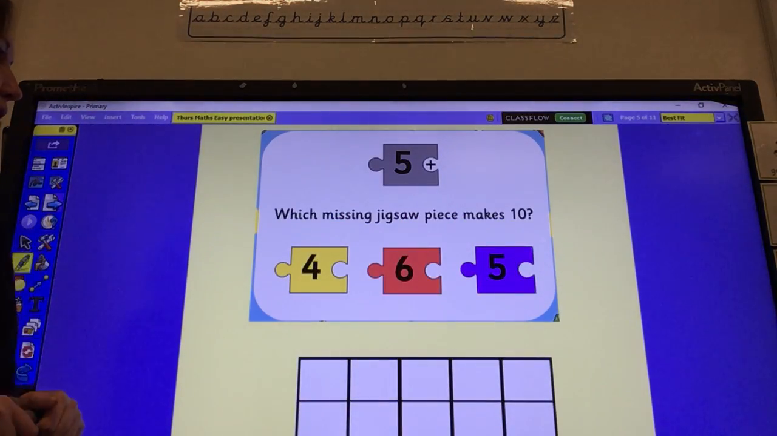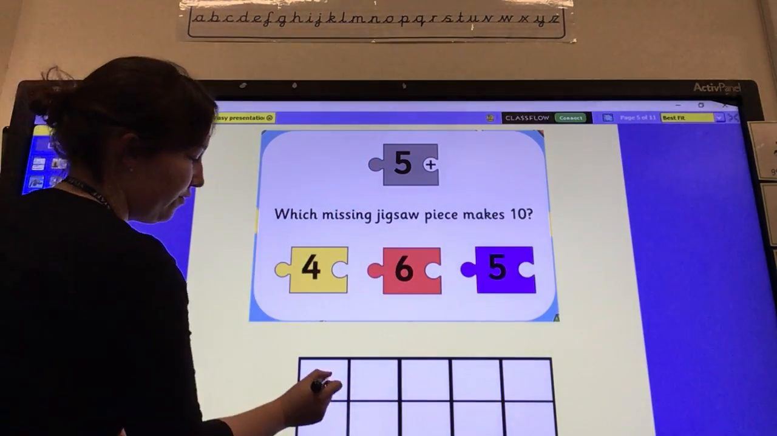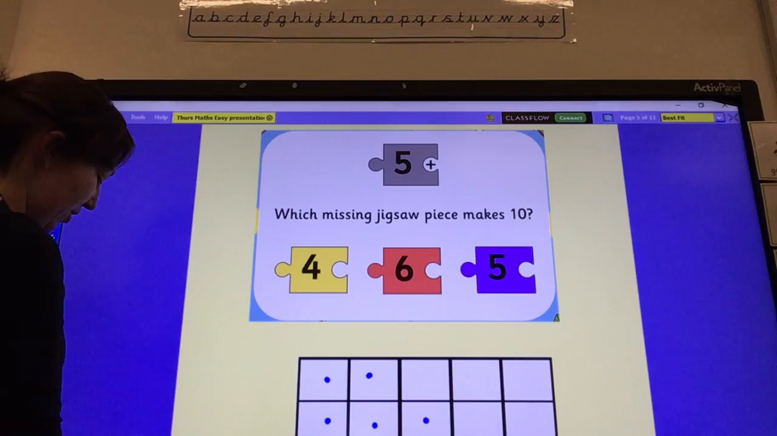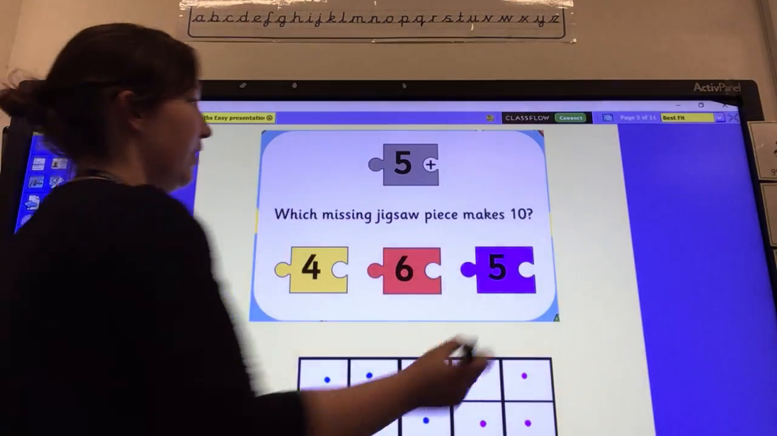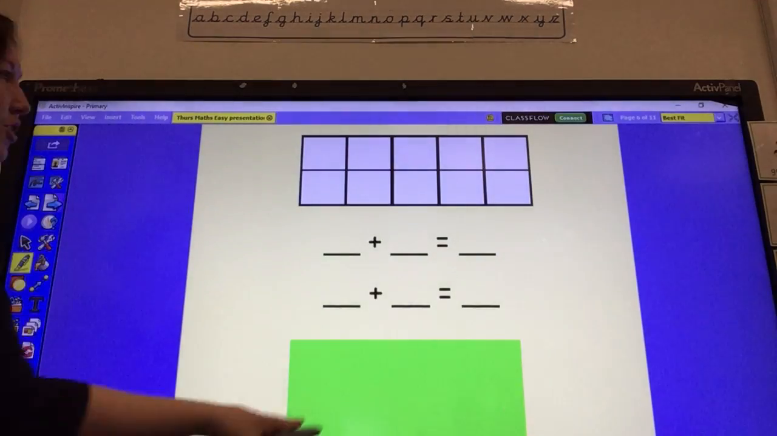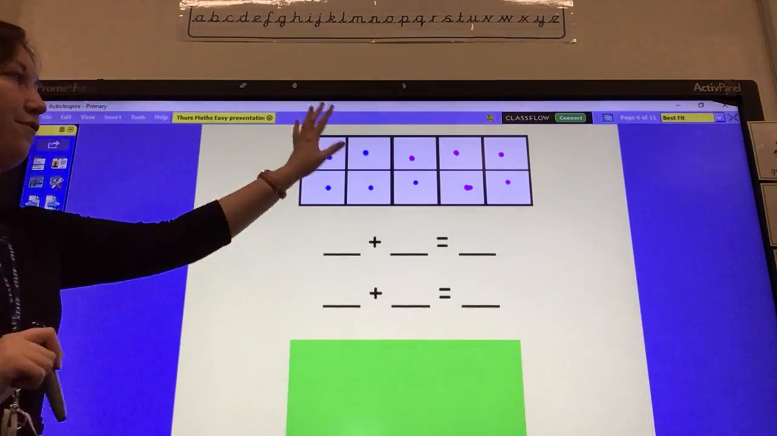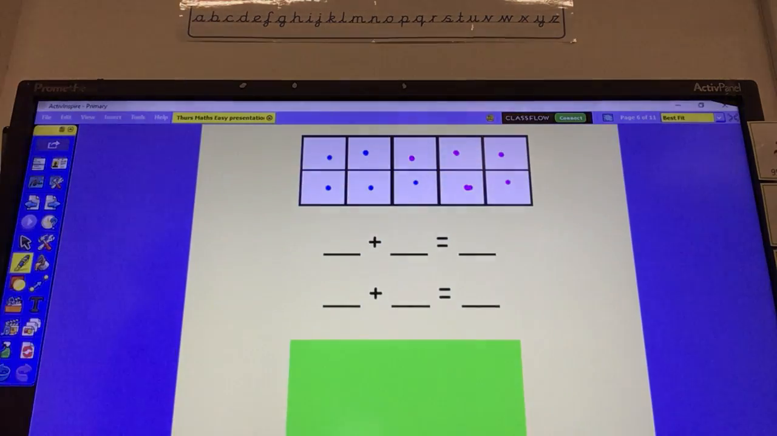So if we have a look at this question, we can do the same thing. So we can do 5 blue ones. How many purple ones will I need to use? 1, 2, 3, 4, 5. So 5 add 5 equals 10. And then we can do the same as we did last time. I'll quickly fill in the colours. So 5 blue ones add 5 purple ones equals 10. How could I write that as a number sentence? So pause your video here and have a go.